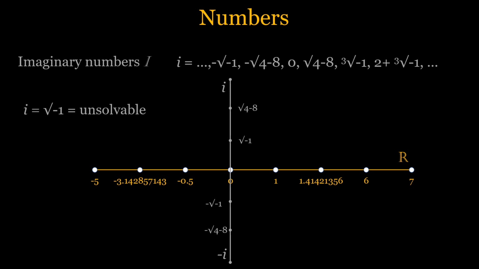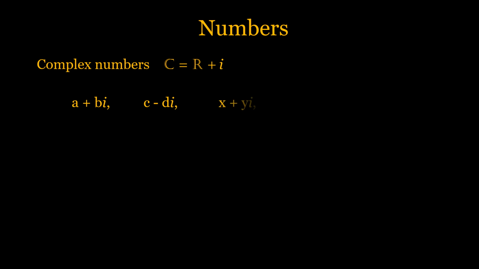How beautiful is that? At last, there are numbers that include both a real part and an imaginary part, hence are called complex numbers. They are denoted by C. Examples of complex numbers are a plus bi, c minus di, x plus yi, and a plus square root of -1. You will see that these numbers are very important in quantum chemistry.